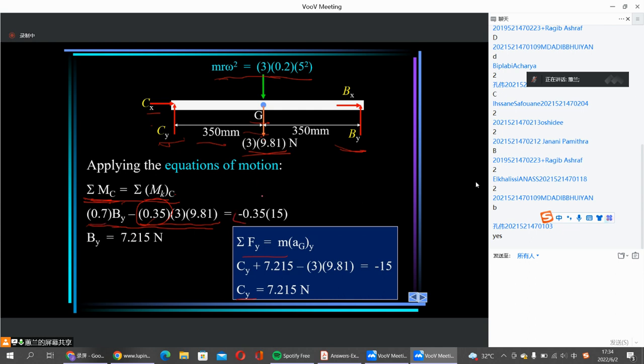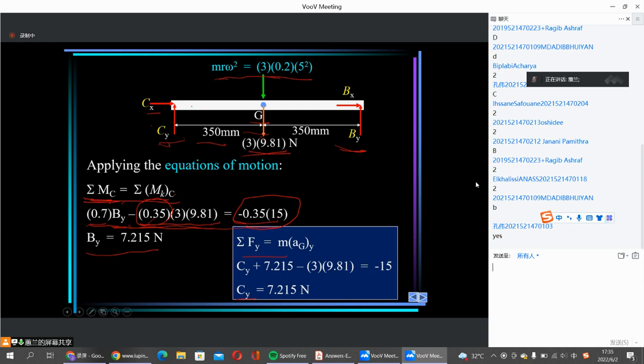And here, the right-hand side is the moment of the kinetic force about point C, where we only have MAN. So solving this equation, only BY is unknown, so we can find BY directly. And then in the vertical direction, we can find CY.